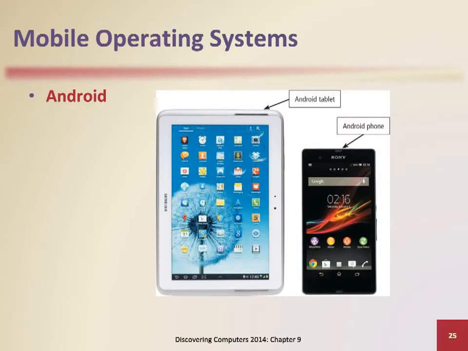Android is an open-source, Linux-based mobile operating system designed by Google for smartphones and tablets. A variety of manufacturers produce devices that run the Android operating system, adding their own interface elements and bundled software.